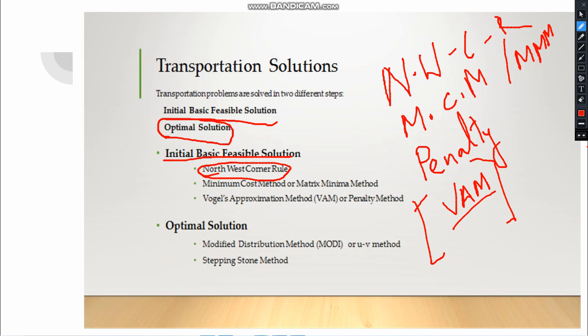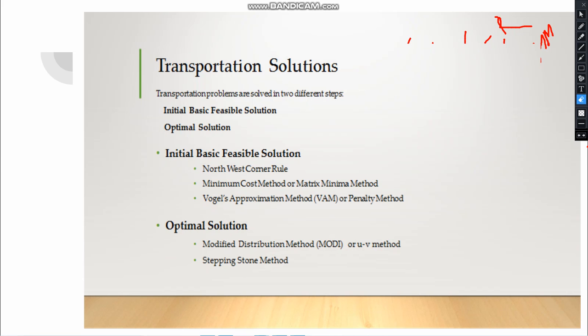So there are three methods: the northwest corner rule, the matrix minimum method, which we also call the minimum cost method, and the third one, the most important one, VAM. The most efficient of these three methods is VAM. This is the least efficient. The minimum cost method stands somewhere in the middle of its efficiency, and this is the most efficient one and the most scientific one also.